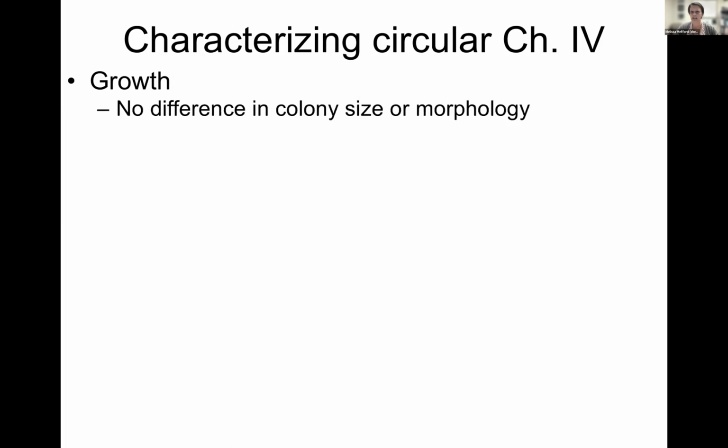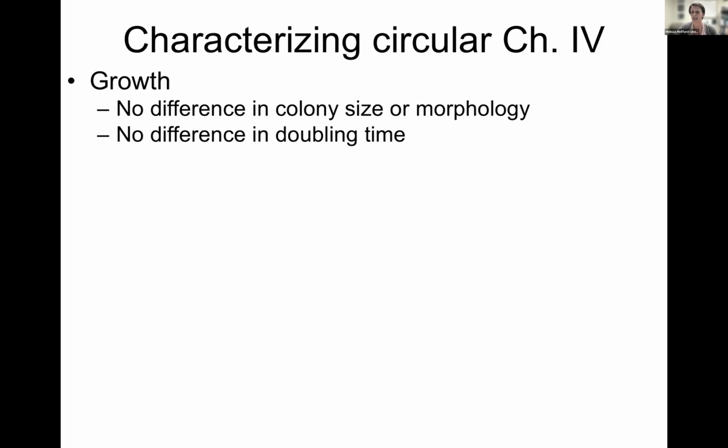So we've done that through several different growth assays. By growing them on media, we can look for differences in colony size or morphology, and we don't see any differences. We can also look more closely at doubling time, which we can quantitatively calculate in liquid culture, and we also do not see any significant differences in doubling time between our circularized strain and wild type.